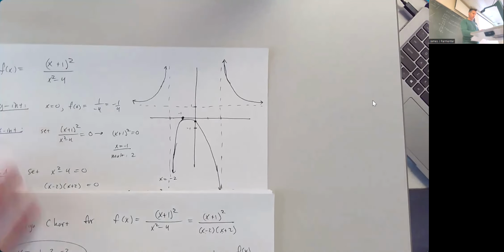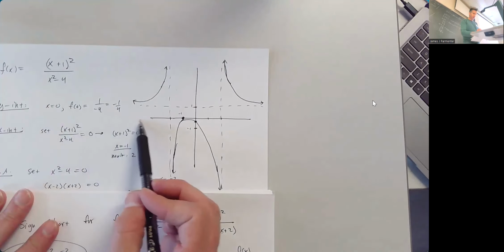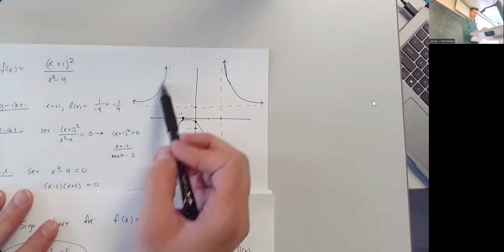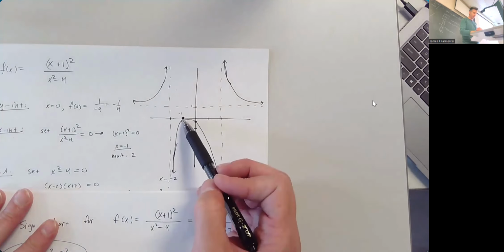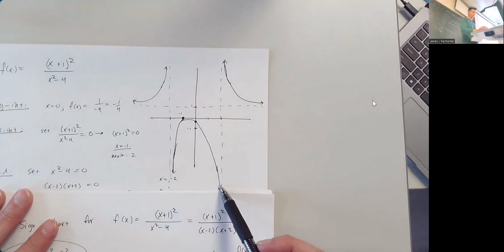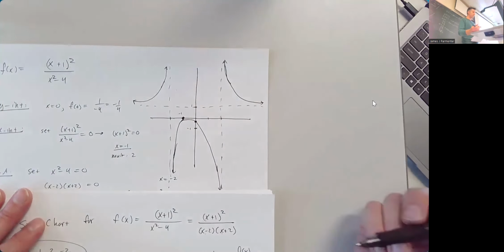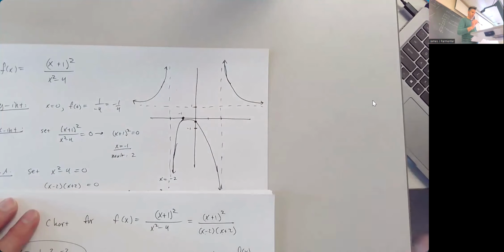From negative infinity up to -2, our graph is above the x-axis. From -2 to -1, below. From -1 to +2, also below. And from 2 onwards, above. There's something else I wanted to say here.